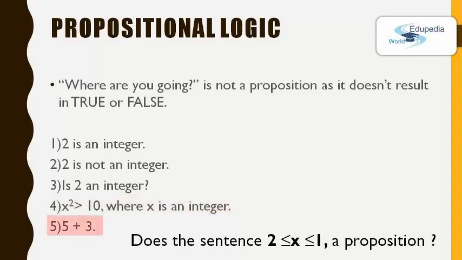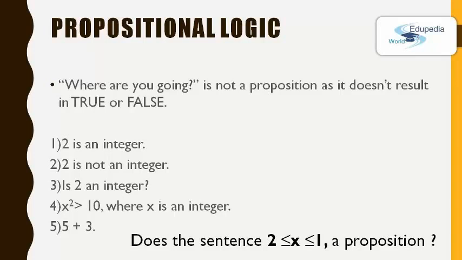The fifth statement, 5 plus 3. Here it doesn't say anything. But if it says 5 plus 3 equals 8 or something, then we can decide whether the statement is true or false. But now it is just an addition of 2 numbers. So it is not a proposition. Now in the fourth statement I said it is not a proposition. But in this statement, 2 less than or equal to x less than or equal to 1, is this a proposition? Yes, this statement is a proposition.